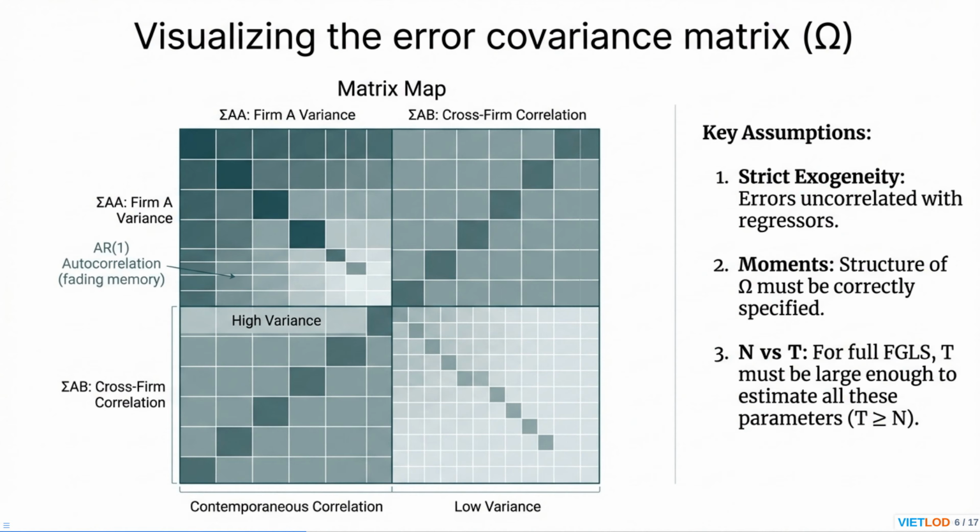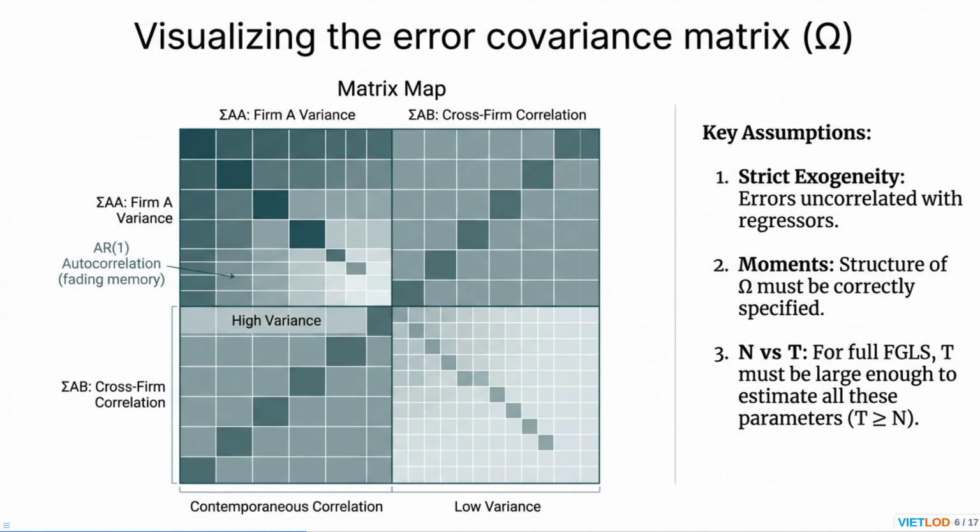The error covariance matrix, omega, is central to generalized least squares, as it fully captures the complex structure of our regression errors. This visual representation helps us understand its components. On the main diagonal, you see the variances for each individual unit, like firm A. If these elements differ, we have heteroskedasticity.